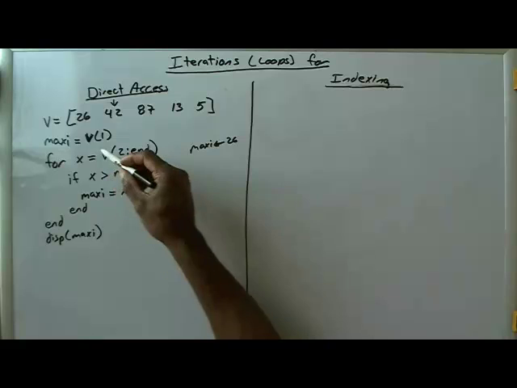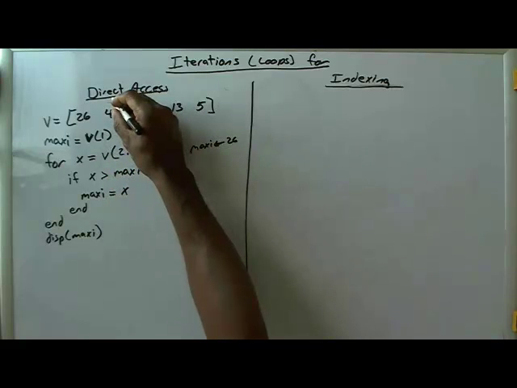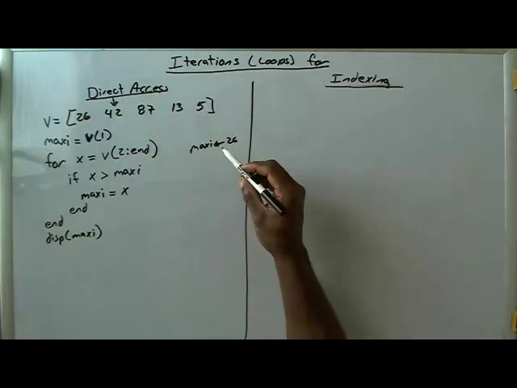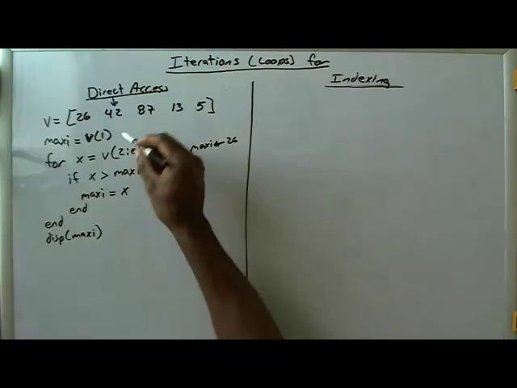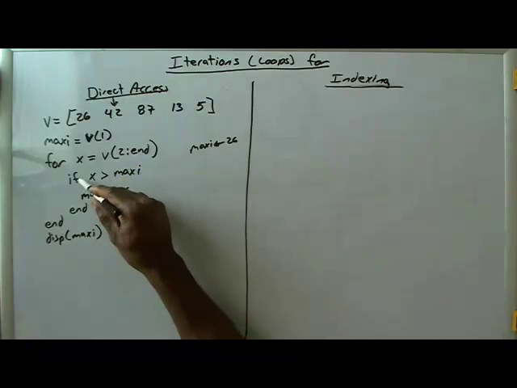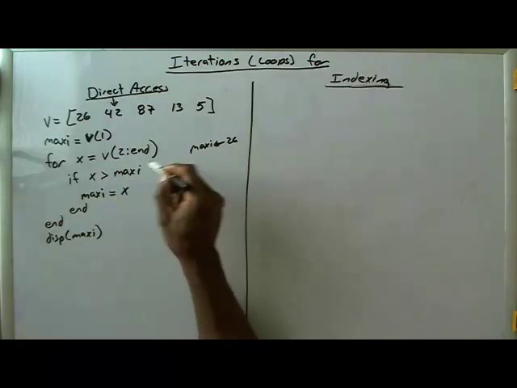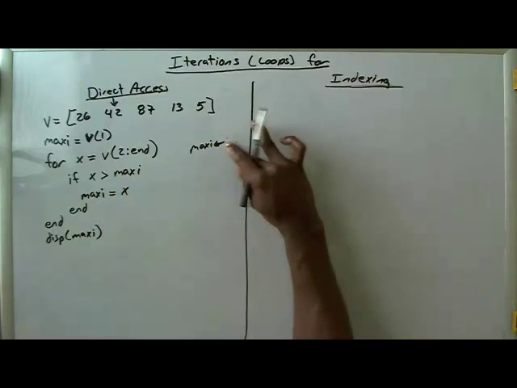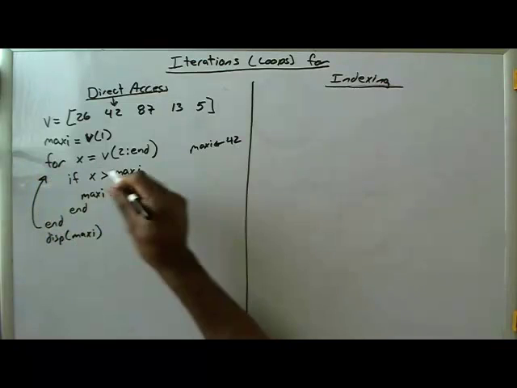Then for x equals v 2 to n, so x is going to go from the second value in v to the last value in v. So now x equals the value 42. If 42 is greater than maxi, well, maxi was 26, and so yes, 42 is greater than maxi, so now maxi equals 42. Okay, we go back up to the loop.